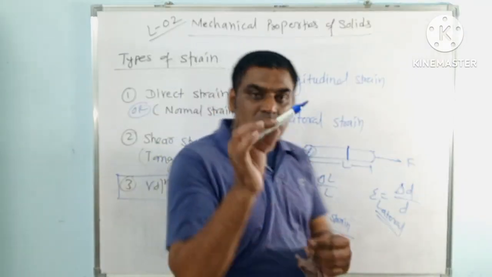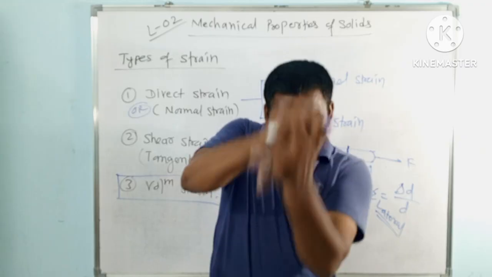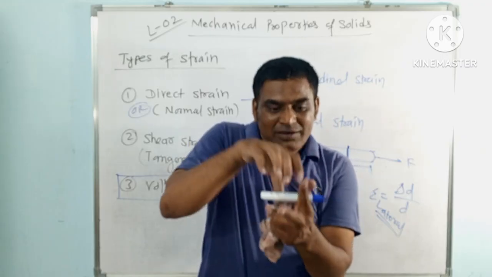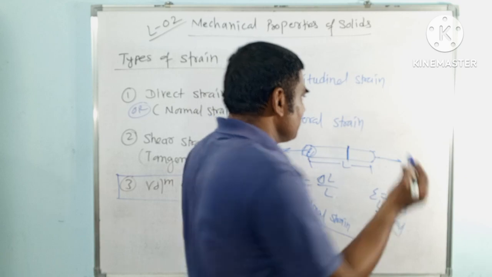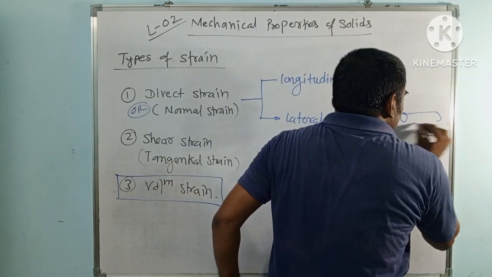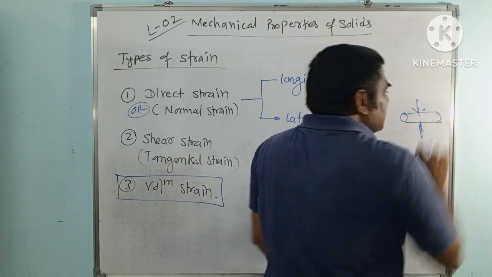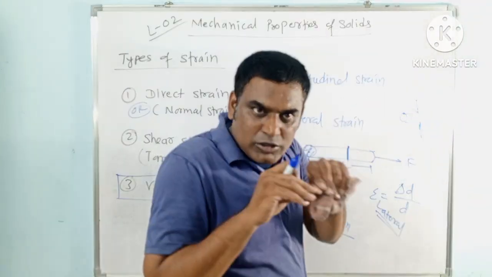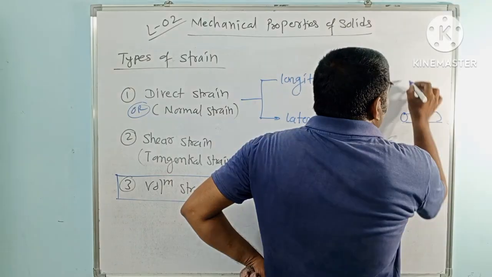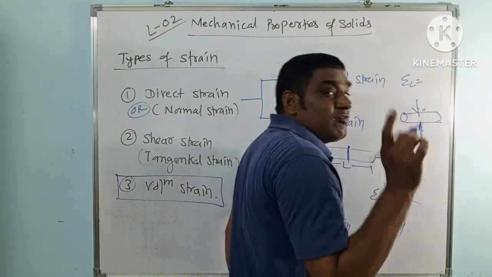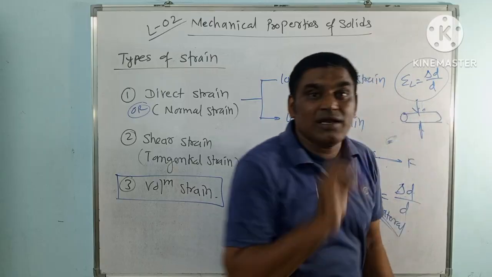Suppose on this rod I apply this kind of force in all directions. What will happen? This diameter will reduce, so length will increase. Then in that case, suppose I apply this kind of force, what will happen? Diameter is going to reduce, so length is increasing. So here longitudinal strain will be what? Delta d by d will be the longitudinal strain, understand?